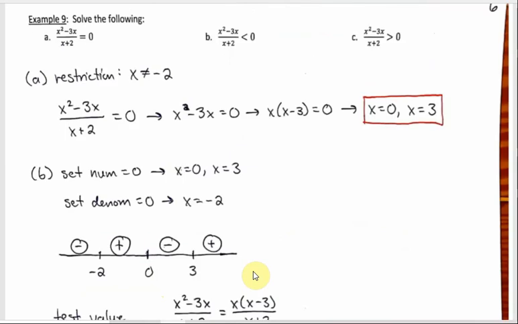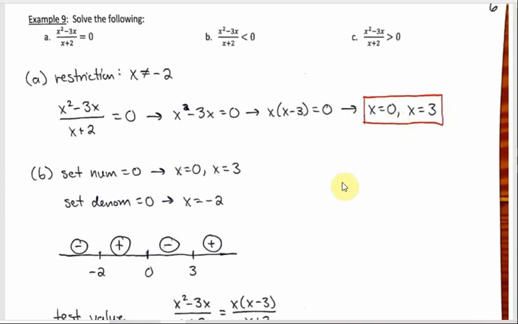Example number 9 is the same kind of situation where we've got an equation and then the two strict inequalities. For the equation, we can't have x being negative 2 because that'll make the denominator 0. But other than that, for this expression to be 0, you need a 0 on top. So we'll set x squared minus 3x equals 0. That factors as x times x minus 3. So for that to be 0, either x would have to be 0 or x would have to be 3. Those are the two answers to part A. Because neither of these are restrictions, they're both going to work.